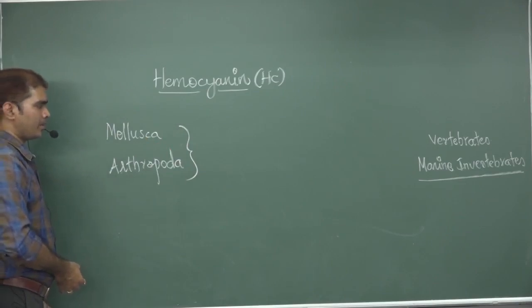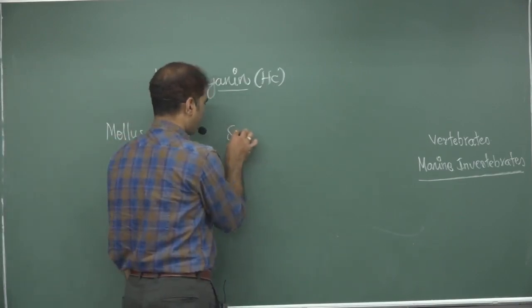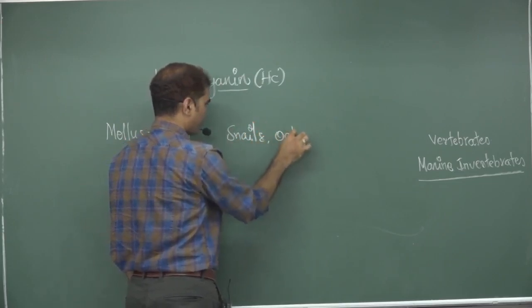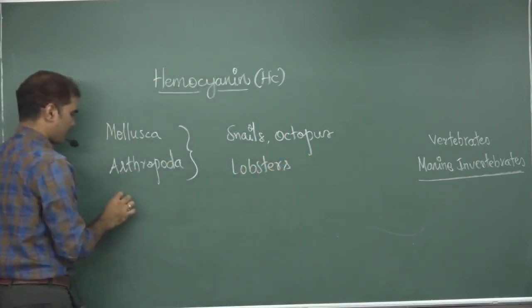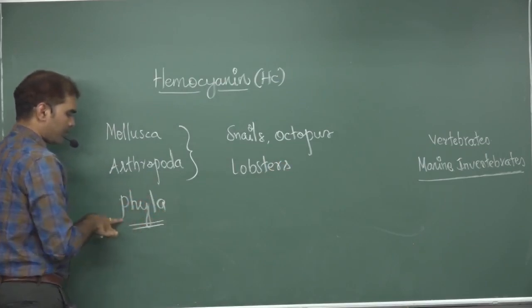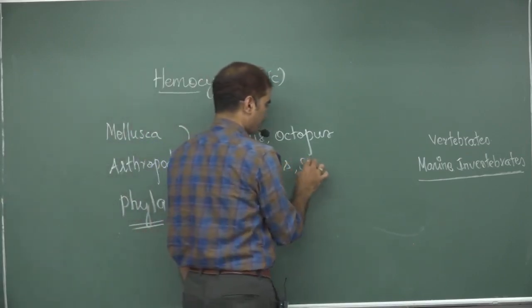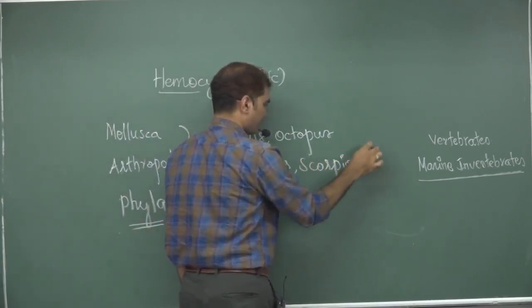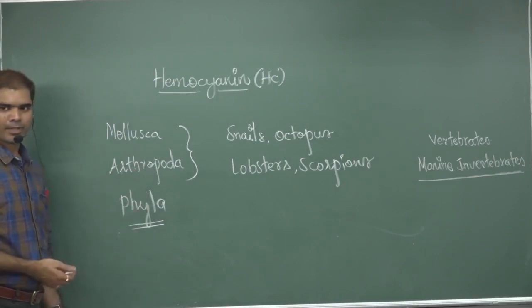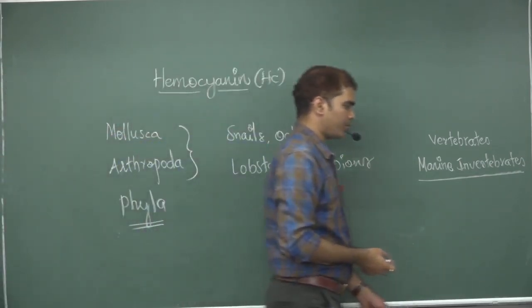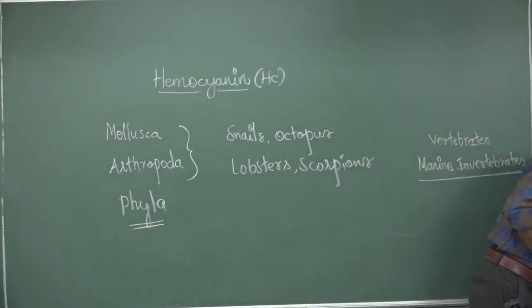HC is found exclusively in two phyla. Phyla is a classification of the animal kingdom. They are mollusca and arthropoda. You may just take down a few examples for mollusca and arthropoda.